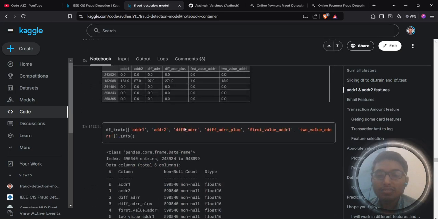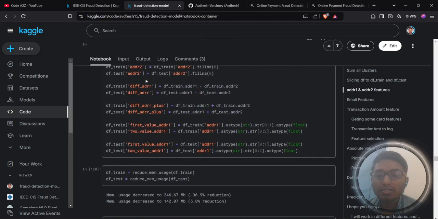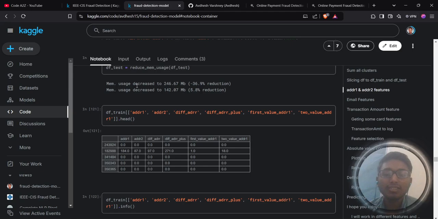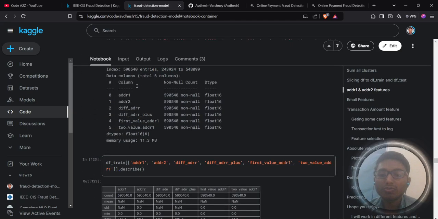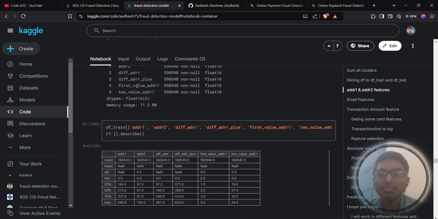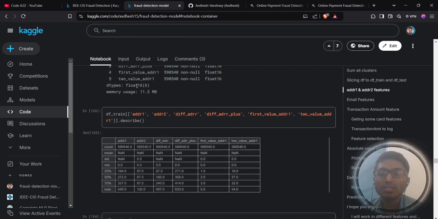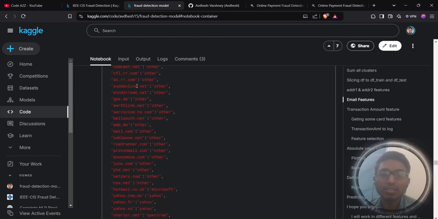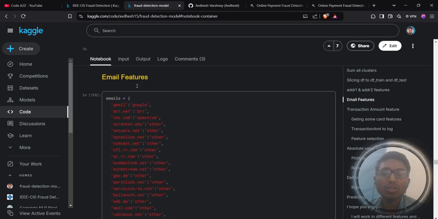From the email features, I created some more features, like addition of these two values, subtraction of these two values, and whether the first value matches or not, and whether the first two values match or not. These features are generally created if you have studied natural language processing or any other modeling. Whether they are very beneficial or not depends totally on the model's accuracy. So let's move to the email features.